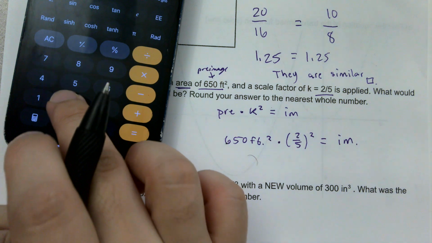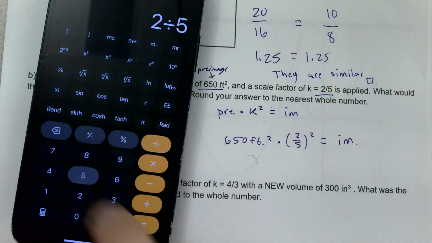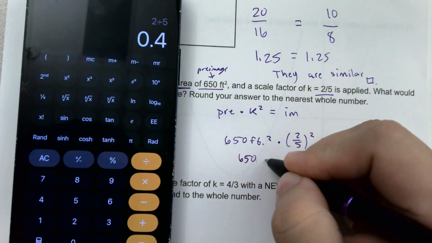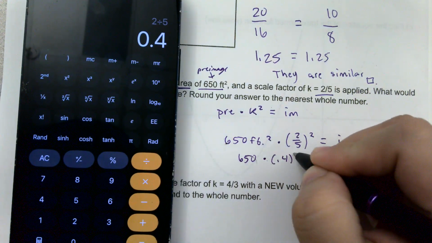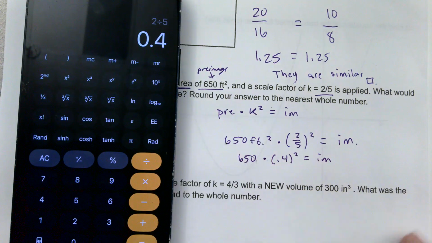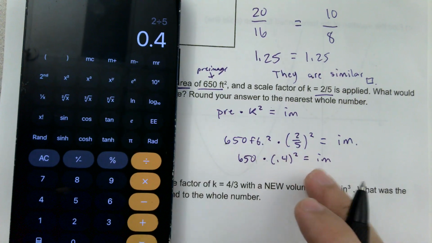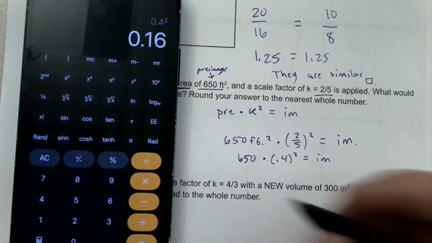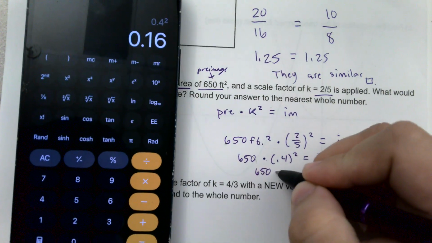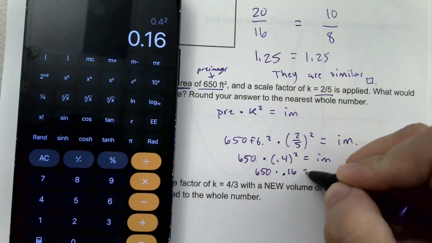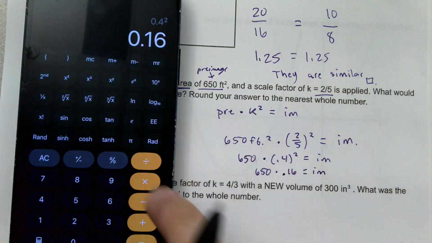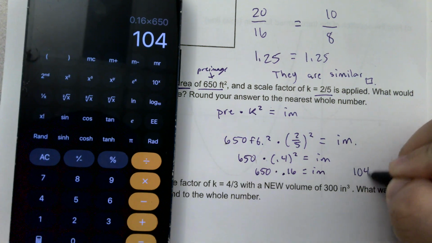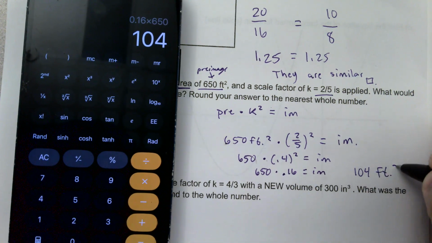First, I got to evaluate what's 2 over 5. So that's 2 divided by 5 is 0.4. So I do 650 times 0.4 quantity squared will give me my new one. Next, I have to find out what 0.4 squared is. So 0.4 squared is 0.16. So 650 times 0.16 equals new one. So I take my 0.16, multiply by 650, 104. My units, feet squared.